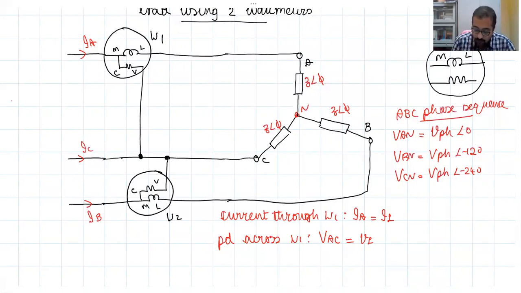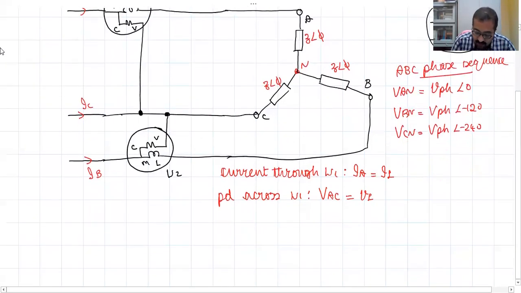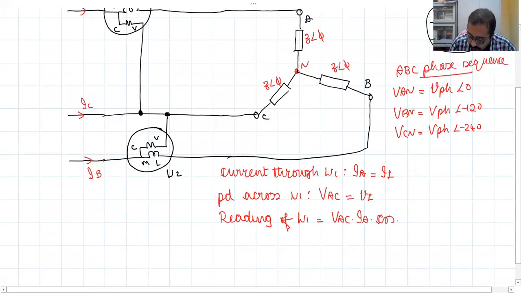Now, what is the power factor? So what will the wattmeter read? Reading of W1. The wattmeter should read active power, that means VI cos phi. So it should read VAC times IA times the cosine of the angle between VAC and IA. Correct? So how much is the angle between VAC and IA? Do you have any idea?